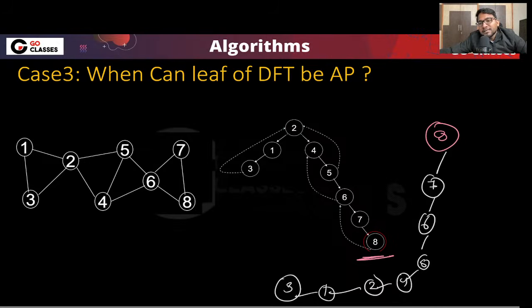See, if you make it a root, then it will only have one child. Why? Because it was the leaf in some other traversal, which means we know it cannot be an articulation point. Hence, even if you make it a root, it will have just one child, right? So if I ask you a question like this, the question is this.